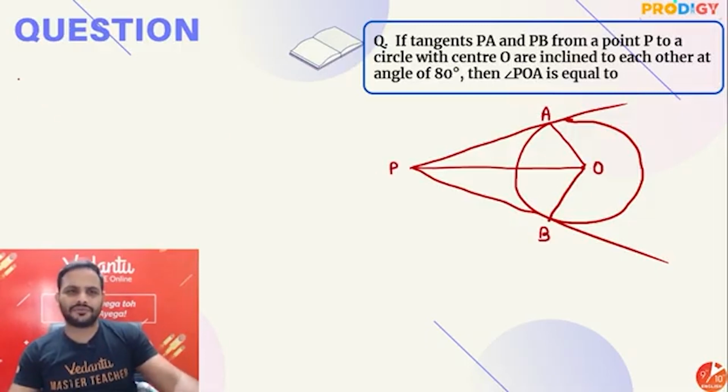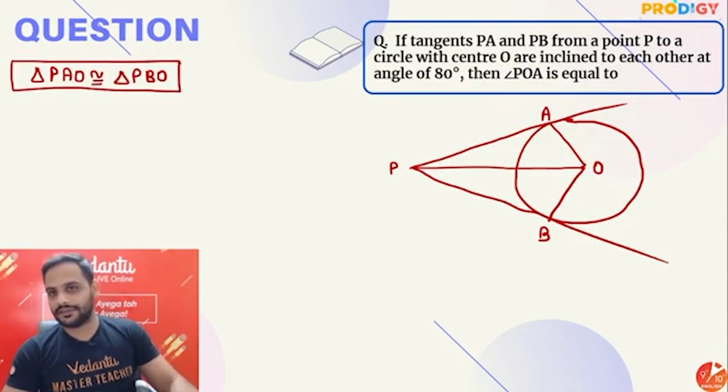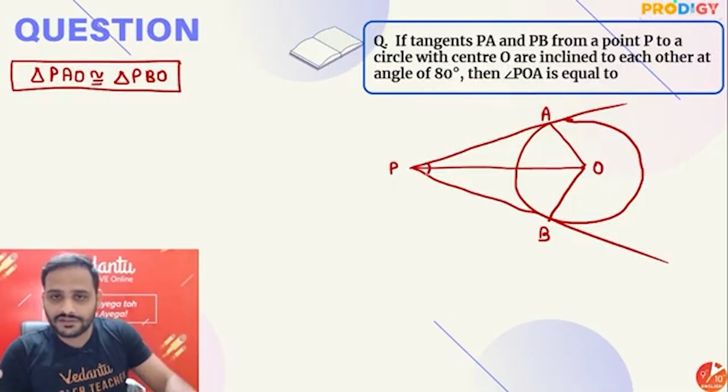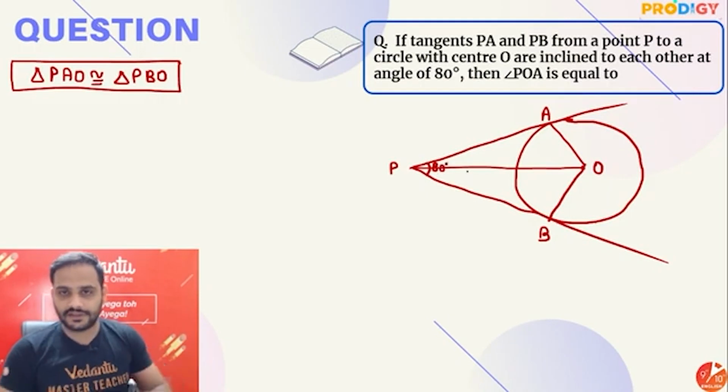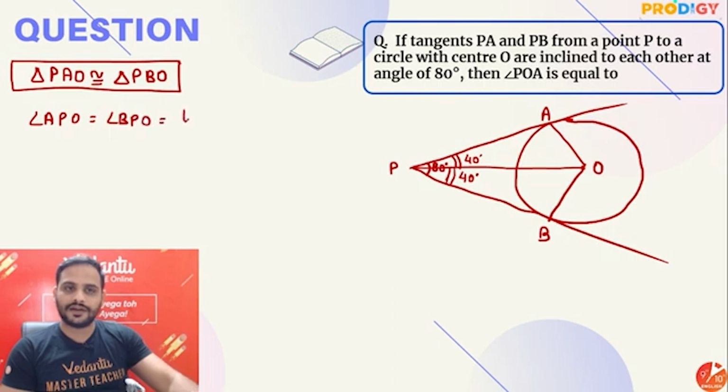Now I know all of you must have remembered by now, triangle PAO will be congruent to triangle PBO. We just did the proof for it. Since both of them are congruent, and both tangents are inclined to each other at 80 degrees, this complete angle is given as 80 degrees. So these two angles are going to be equal, and they both are going to be 40 degrees. So angle APO will be equal to angle BPO. Both will be half of 80 degrees, which is equal to 40 degrees.